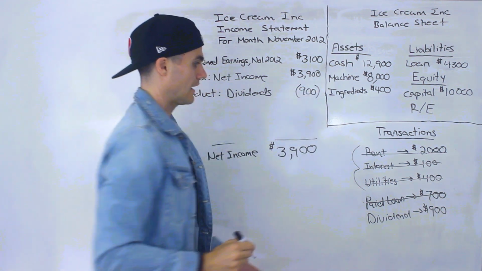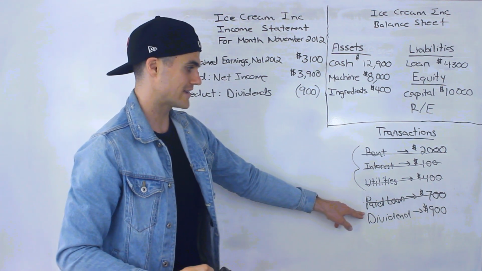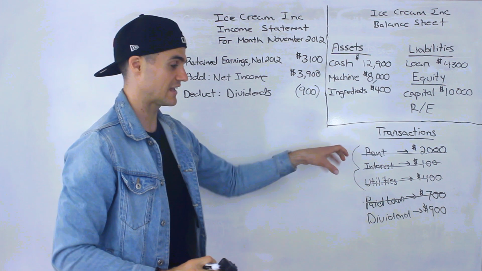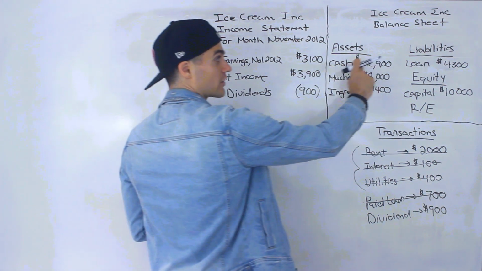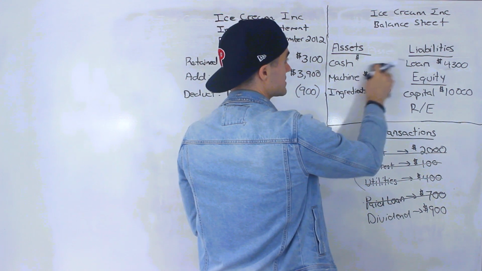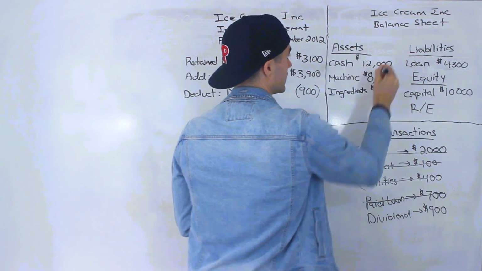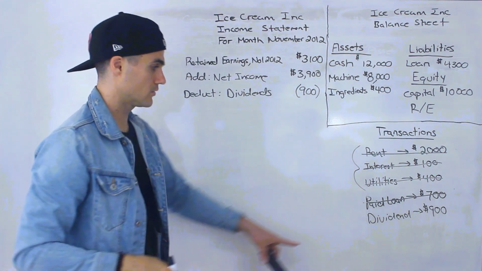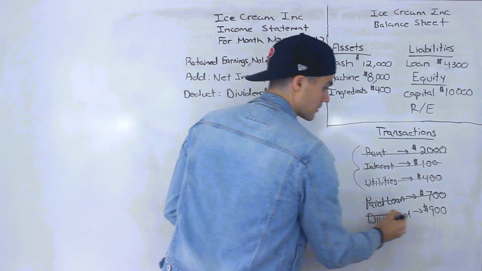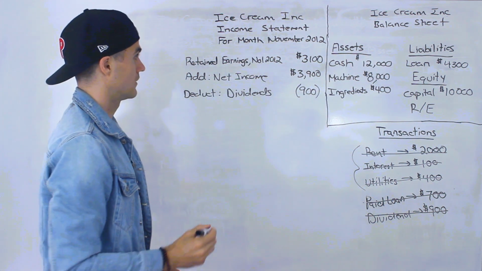And the $900, let me erase this. Remember, that's being paid with cash. We're taking out cash from the business, so our cash balance is going to go down by $900. And so this here is going to end up being $12,000. From $12,900, subtract that $900 being paid for the dividend, we get a cash balance of $12,000.